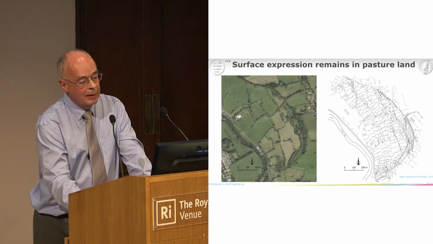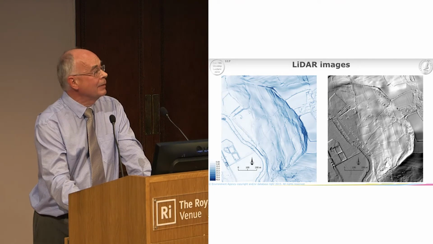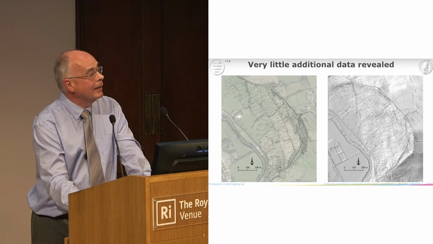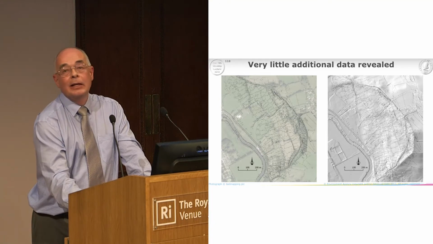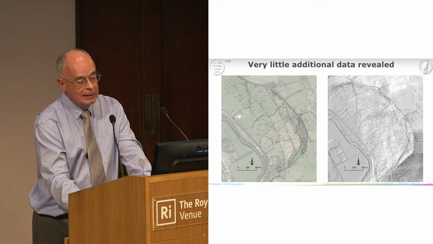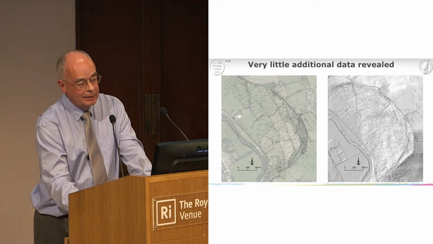So the LiDAR looks like that. Again, you can see quite a lot of information from modern day techniques, but if you drop the map back over the LiDAR, particularly the one on the right-hand side, you can see that there's not actually a lot more information coming from the LiDAR. But certainly the LiDAR is an awful lot quicker to produce than stomping in the fields.